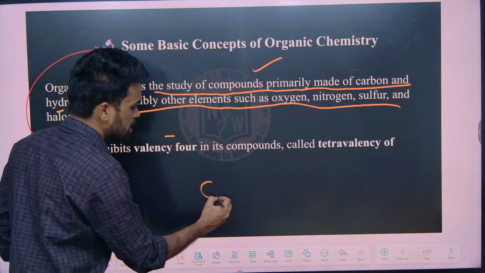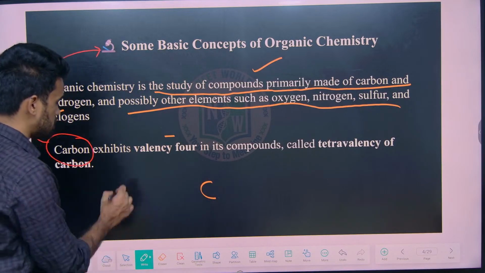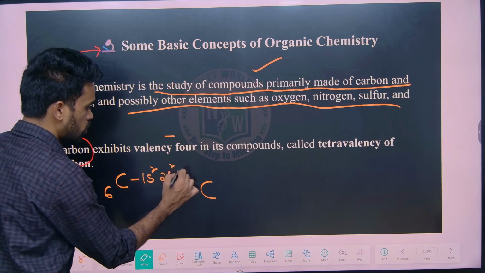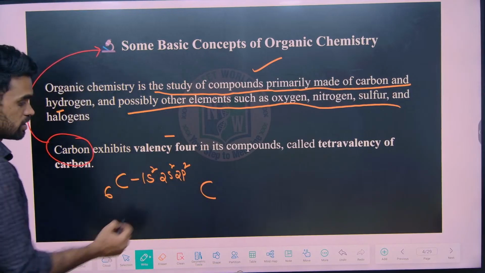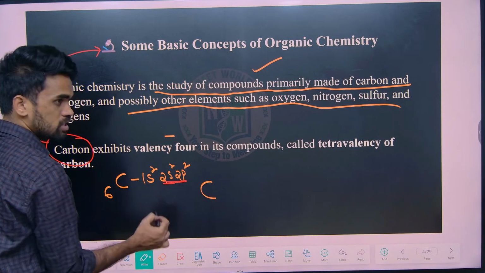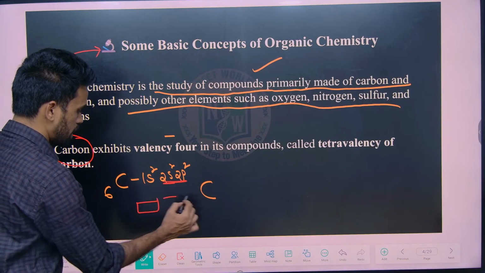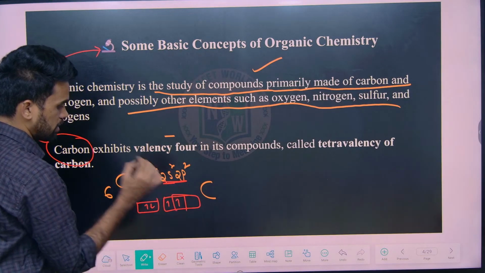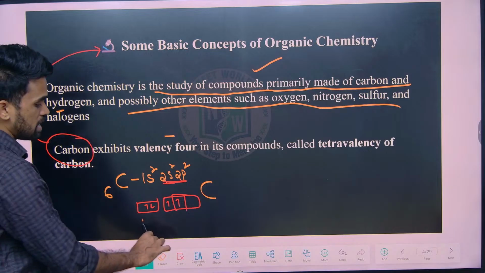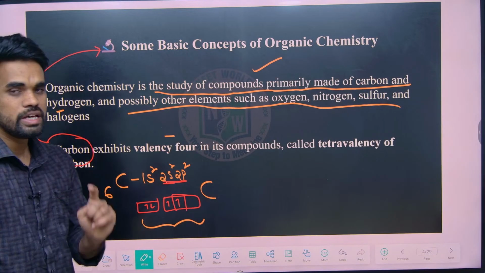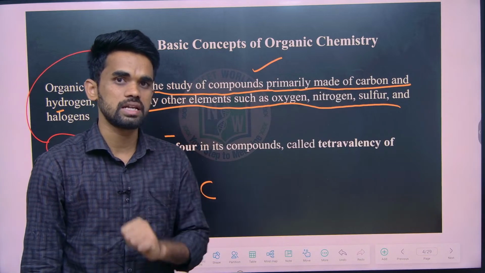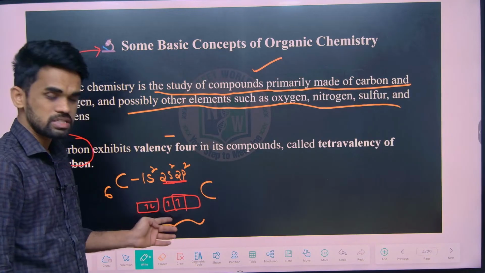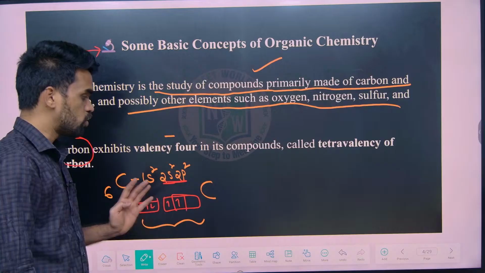Carbon has tetravalency. What do we mean by tetravalency? Carbon's atomic number is 6, so you write it as 1s2, 2s2, 2p2. This is the electronic configuration. How many valence electrons are there? 4 valence electrons. So write them like this and represent these electrons here. Now how many valency orbitals do we have? 4 orbitals, and each orbital can accommodate 2 electrons. So the valency orbitals require 4 more electrons.